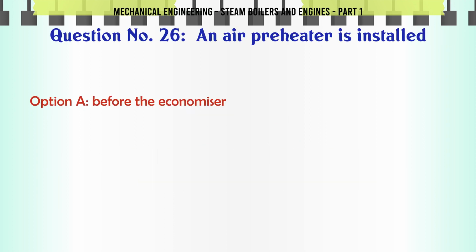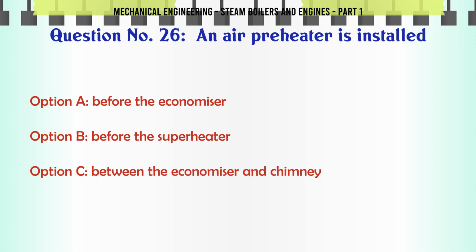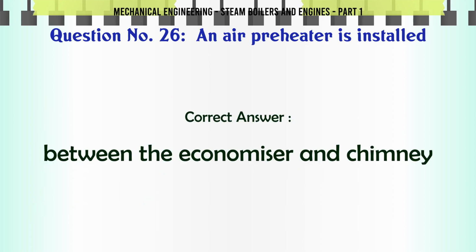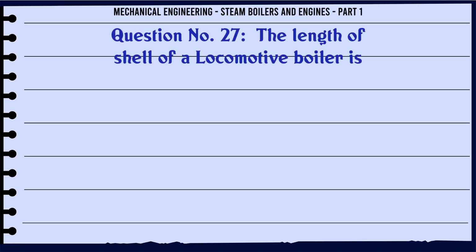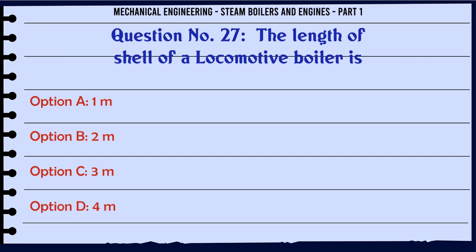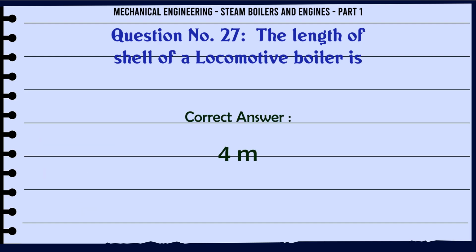An air preheater is installed: A. before the economizer. B. before the superheater. C. between the economizer and chimney. D. none of these. The correct answer is between the economizer and chimney. The length of shell of a locomotive boiler is: A. 1 m. B. 2 m. C. 3 m. D. 4 m. The correct answer is 4 m.